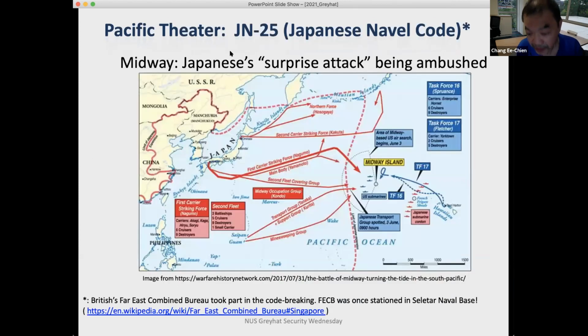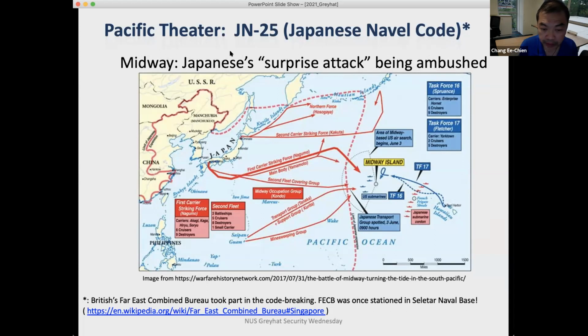On the Pacific side, the Japanese are winning the war. In the beginning, there's Pearl Harbor, and later there's the Coral Sea battle, where the US lost an aircraft carrier. What turned it around is the Battle of Midway.